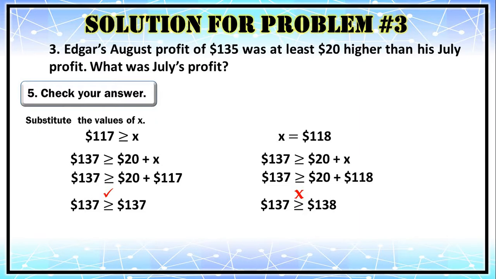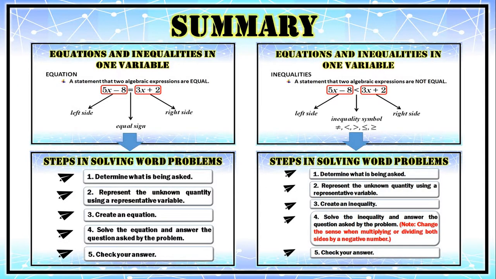So that is all for solving problems involving equations and inequalities in one variable. So we have our summary. Our steps in solving these kinds of problems are the same for equations and inequalities, but for inequalities we just have to change the sense when multiplying or dividing both sides by a negative number.